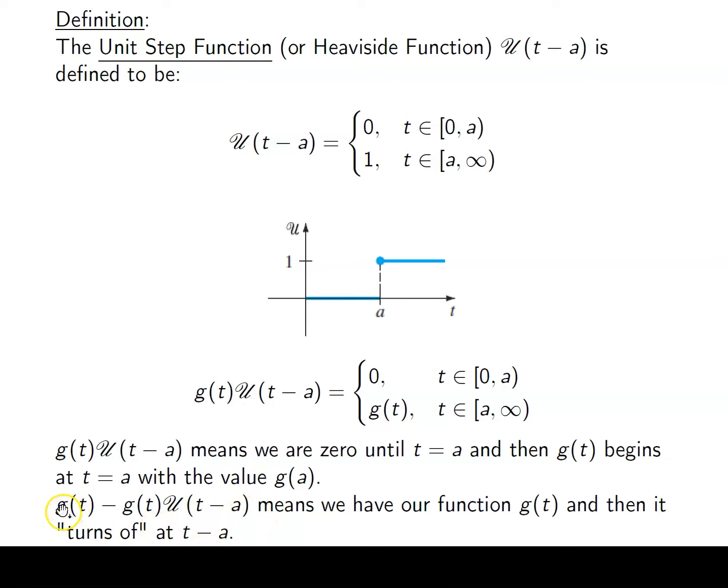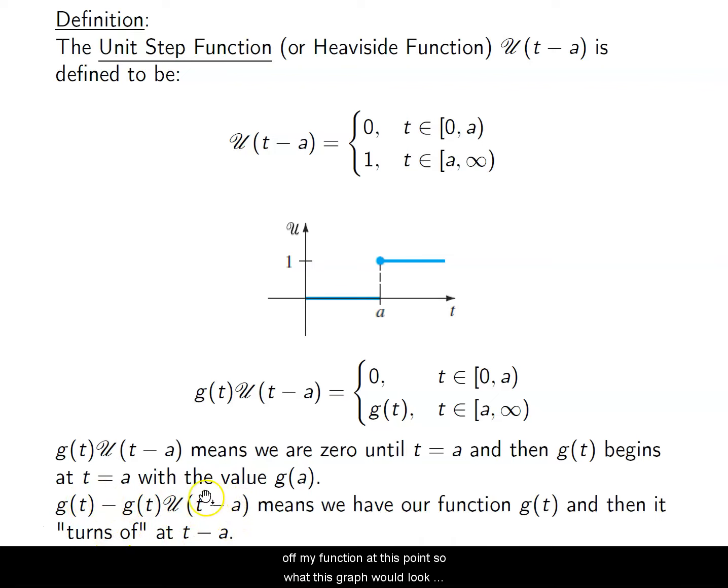This means that my function is on, and when I reach this point, this Heaviside function is adding to my original function absolutely nothing until the value of a. So my function does what it normally does until I reach the point of a, where this Heaviside function turns on, and by subtracting g of t at its value at a, it actually turns off my function at this point.